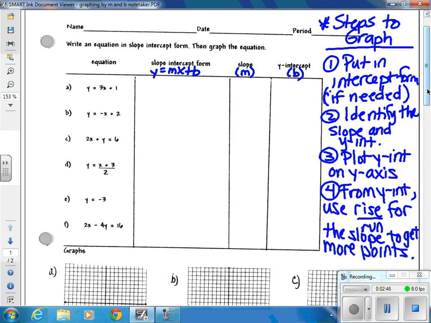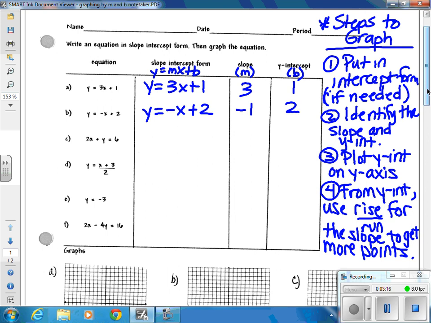So for letter A, intercept form, it's already there. So I'm simply going to write it again, y equals 3x plus 1. I don't need to do anything to it because the y is already by itself. From this, I can pick out the m and the b. The m is 3 and the b is positive 1. If you go to letter B, again, it's already solved for y, so we're good to go. Y equals negative x plus 2. Because of the number in front of the x, the slope would be a negative 1, and your b would be a positive 2.